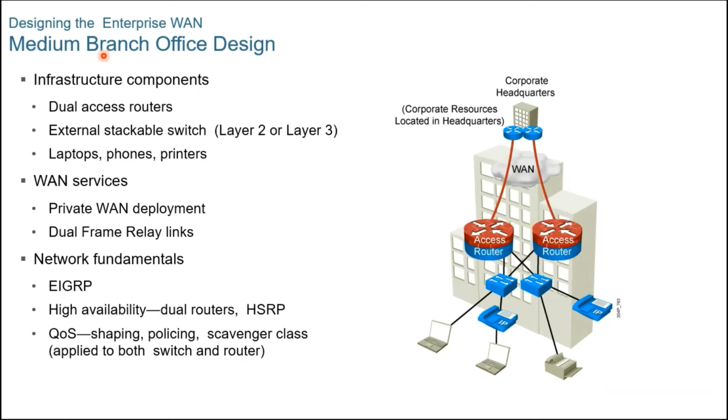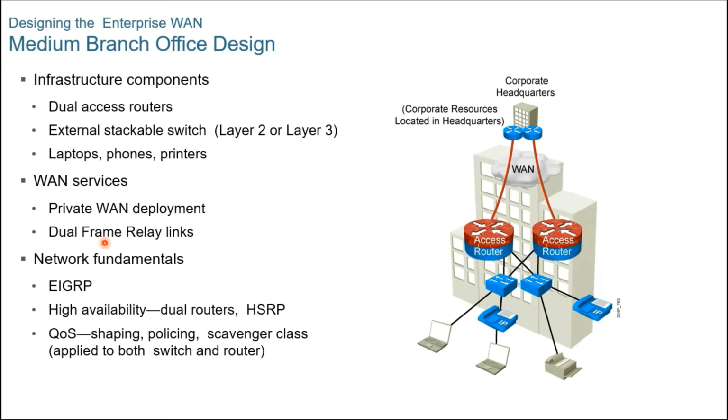For the medium branch office design, a typical medium branch office topology is illustrated on this figure. This is similar to the small office topology, except that the WAN edge devices are larger. Typically, 2 routers are used here, and the access switches for LAN connectivity are external stackable switches. The WAN services are typically provided by a private WAN, for example, with dual WAN technology.